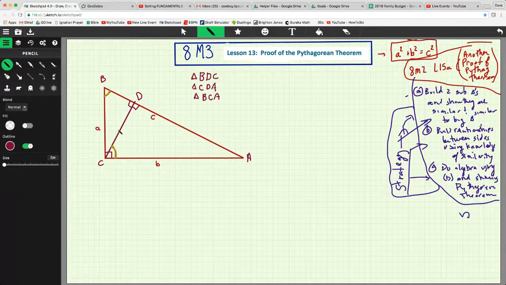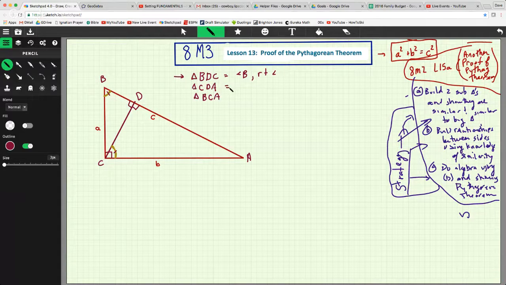Let's look at angle BCD. So triangle BDC. In this triangle, we have an angle. Angle B is equal to, so let's say that this is equal to angle B, plus, I have angle B and I have a right angle.